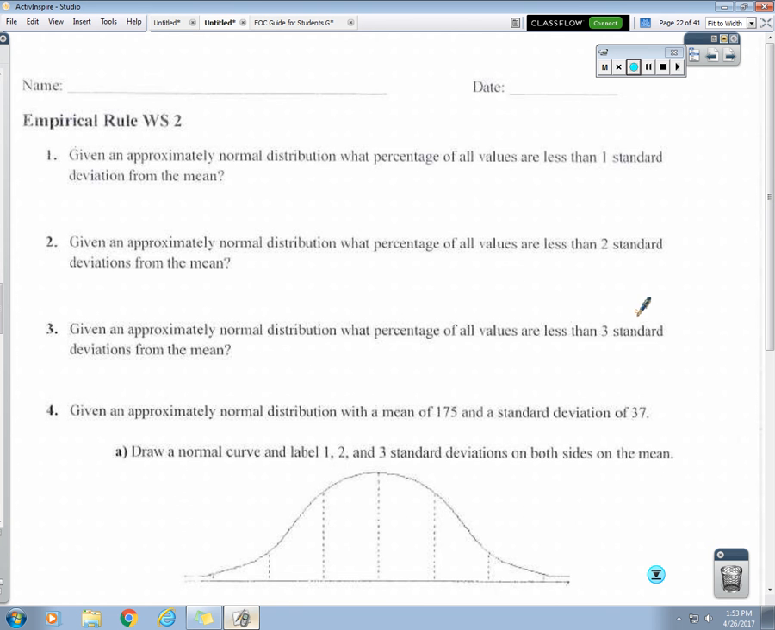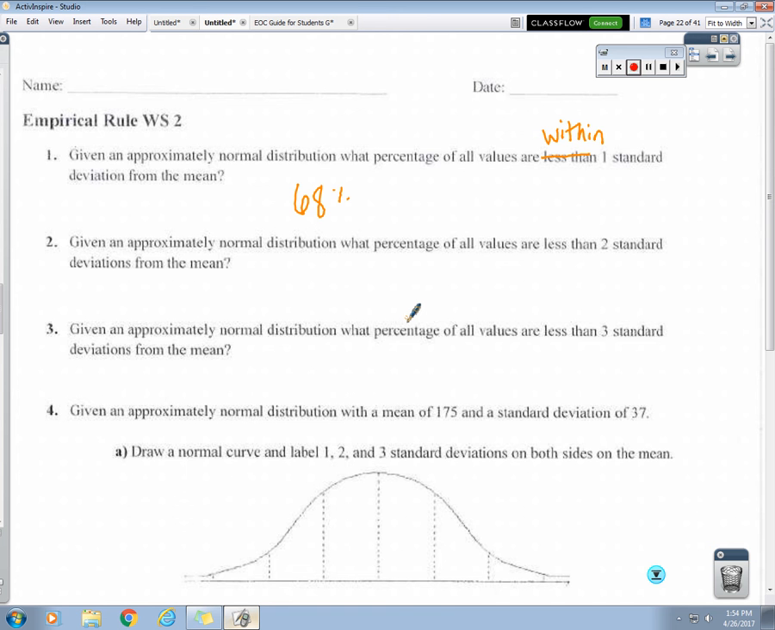Given an approximately normal distribution, what percentage of all values are less than 1 standard deviation from the mean? A better word than less than would be within. What percentage of the data is within 1 standard deviation of the mean? Think about it. 1 above is 34%, 1 below is 34%, so 68% of the data is within one standard deviation of the mean. 34 above it, 34 below it.